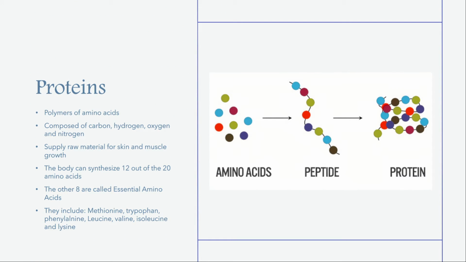The next category is proteins. Proteins are polymers of amino acids that have a wide variety of roles in the body. Protein molecules contain carbon, hydrogen, oxygen, and nitrogen. Proteins supply raw materials for growth and repair of structures such as skin and muscle. The body is only able to synthesize 12 of the 20 amino acids used to make proteins. The other 8 are called essential amino acids, and you have to get these from some sort of source. The 8 essential amino acids are methionine, tryptophan, phenylalanine, leucine, threonine, valine, isoleucine, and lysine.